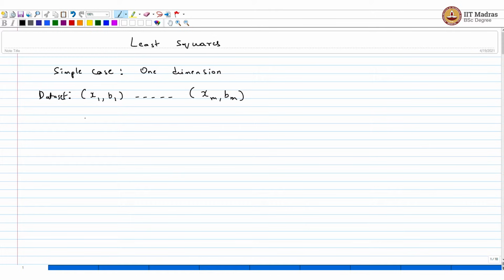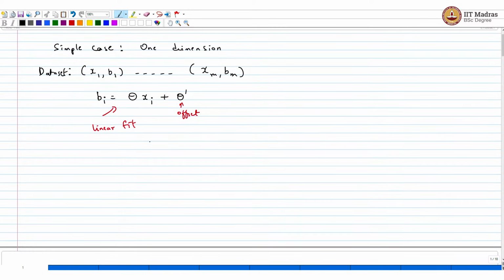Now we want to find a least squares fit, which is like I want to fit such that b equals theta xi plus some theta prime. This is the constant offset. So this is a linear fit. Now you want to find such a fit for i equals 1 to m, all the data points.